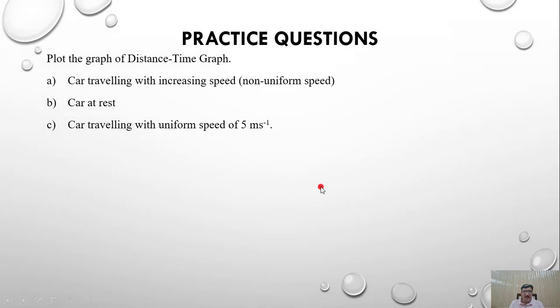So here are the practice questions. Do it by yourself. Here you have to plot the distance-time graph for these scenarios: car is at rest, car traveling with increasing speed, and that increasing speed is non-uniform. Why speed here, not velocity? Because when we have distance and time, we can calculate speed. Then you have to plot the graph for a car traveling with the uniform speed of 5 meters per second.